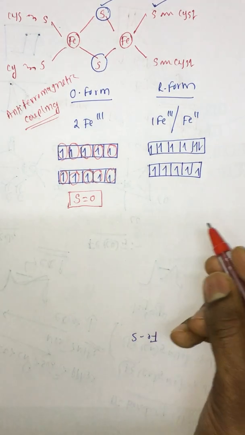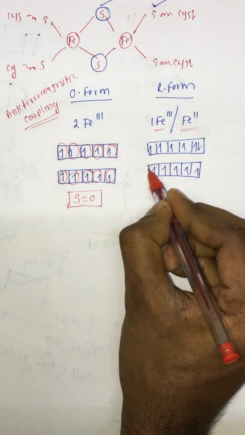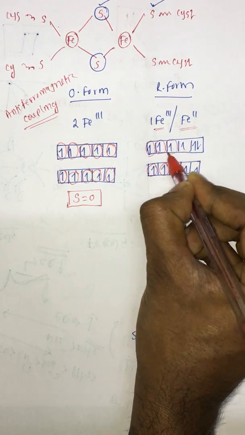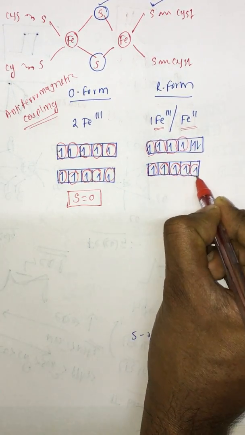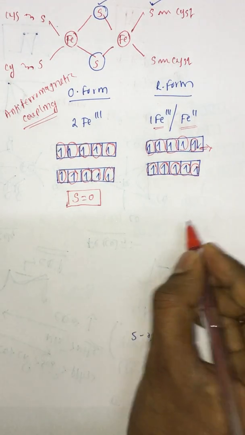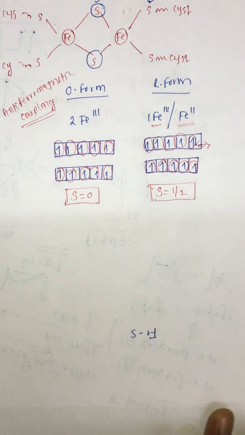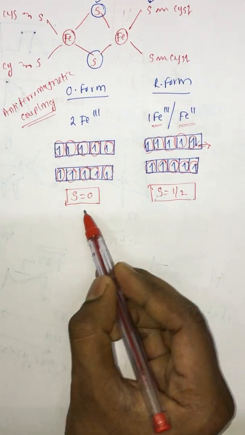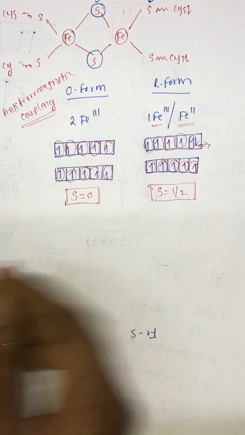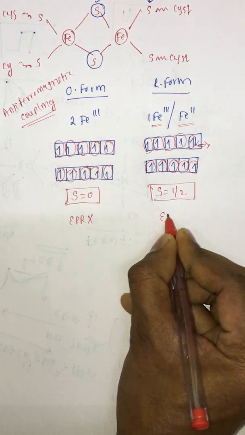Now we'll go for the reduced form. In reduced form, one iron is in +3, another iron atom is +2. So this electron gets paired, this gets paired, like that, these two, and this one and this one. Now here this electron and here one electron get paired, but this electron is left as an unpaired electron. So here S is equal to 1/2. This coupling is called anti-ferromagnetic coupling. In oxidized form, S is 0 because all electrons are coupled. In reduced form, one odd electron is there, because of that S is 1/2. So now this is EPR inactive and this is EPR active.